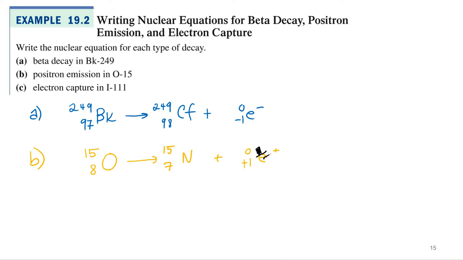All right, C. Electron capture. What did that mean? Electrons on the other side. That iodine isotope, iodine 111, is going to eat one of its core electrons. Oh, the humanity.